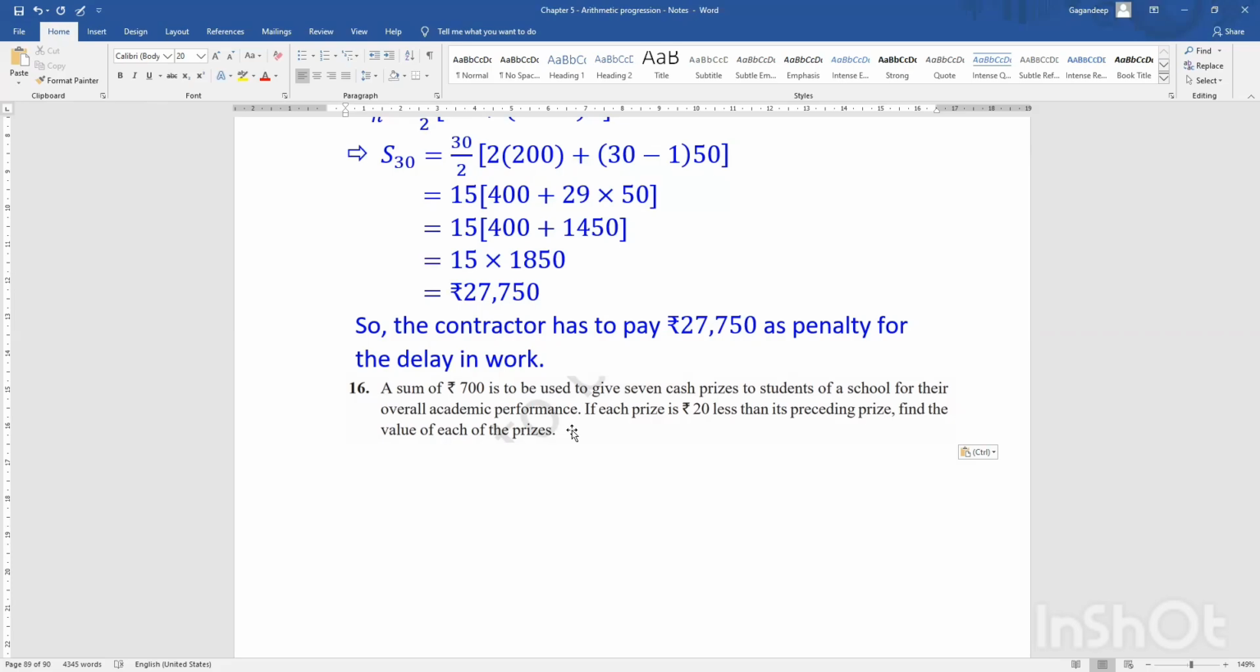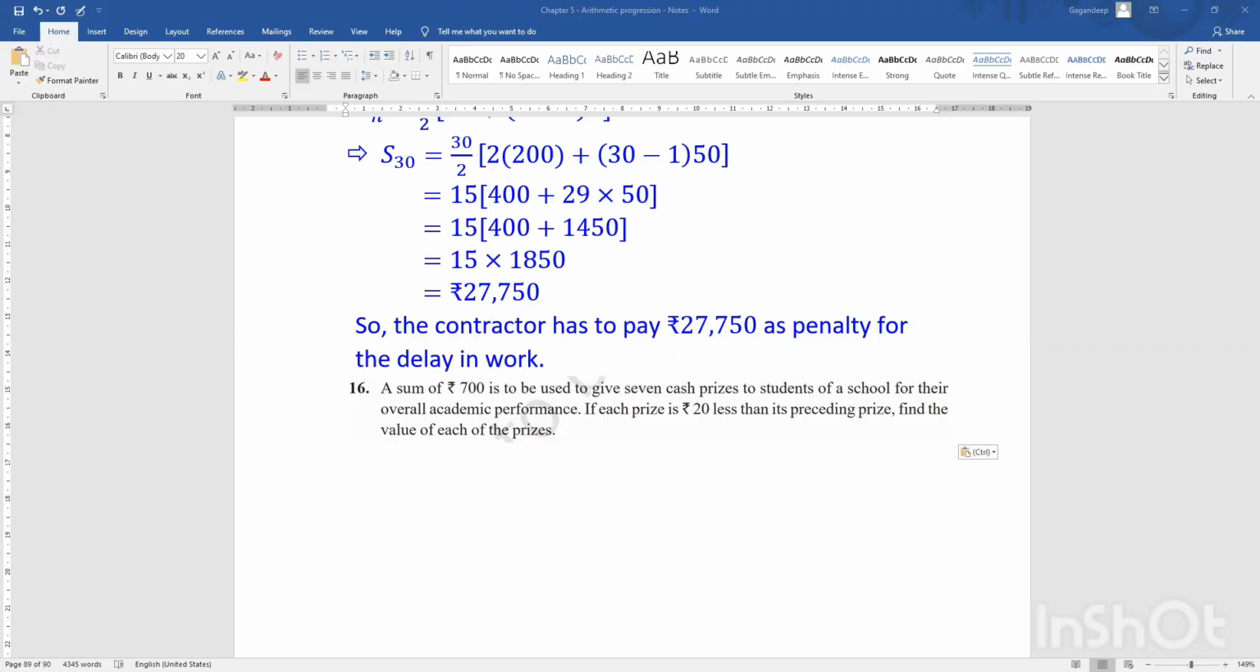Okay, so the prize amount is decreasing by 20 each time. You have to subtract 20. Then I have to find the value of each of the prizes. Each of the prize amounts I need to find out. For this, let the first prize amount be x.